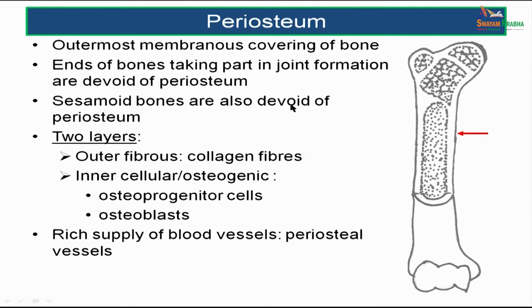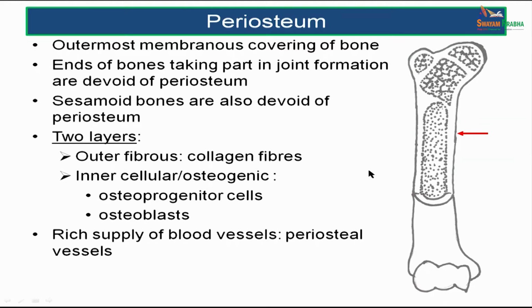A word about periosteum. It is the outermost membranous covering of the bone. The ends of bones which are taking part in the formation of joints are devoid of periosteum. Also, sesamoid bones do not contain periosteum.